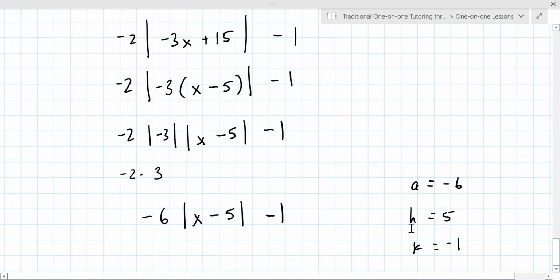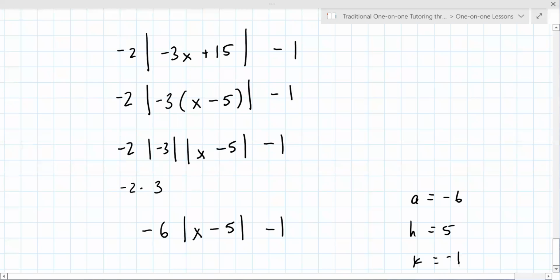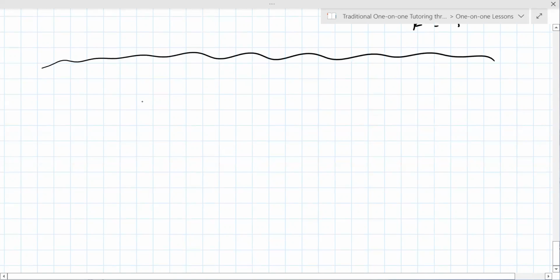The only thing I did in this problem that's different than the others is I just added a number on the outside. I also made this positive instead of negative. Before I have you do one like this, let me give you one more like you just did and see if we can get you to knock it out here. So let's go -4x plus 16, plus 2. And I'm looking for the values of a, h, and k.